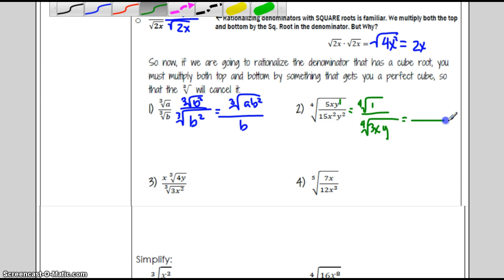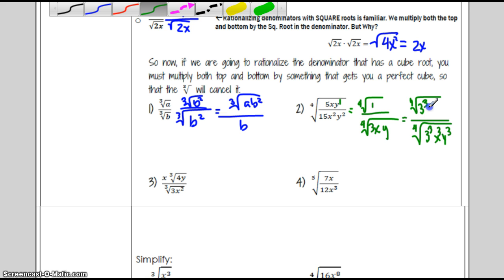So what we're going to do is rationalize. So it's the fourth root. On this one, I'm going to go ahead and make sure that everything is 1 less than this index for its power. So I'm going to do 1 less, so 3 to the third, x to the third, y to the third.